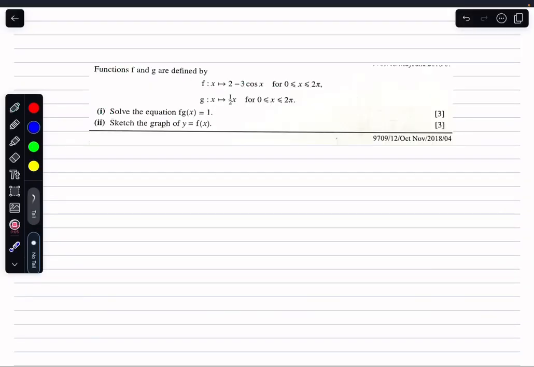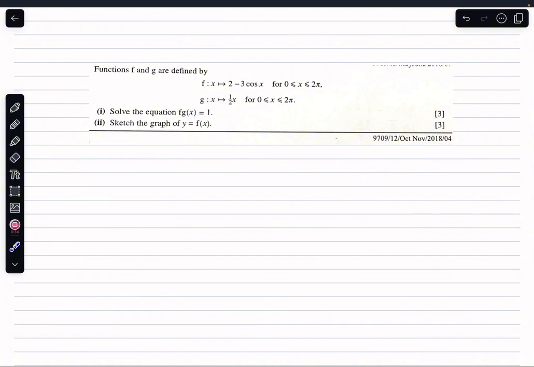The next question is taken from October-November 2018, paper 1 variant 2, question number 4. The question says functions f and g are defined by f of x equals 2 minus 3 cos of x for 0 less than or equal to x less than or equal to 2 pi, and the function g is defined by x over 2 for 0 less than or equal to x less than or equal to 2 pi. Part 1. Solve the equation f of g x equals 1.